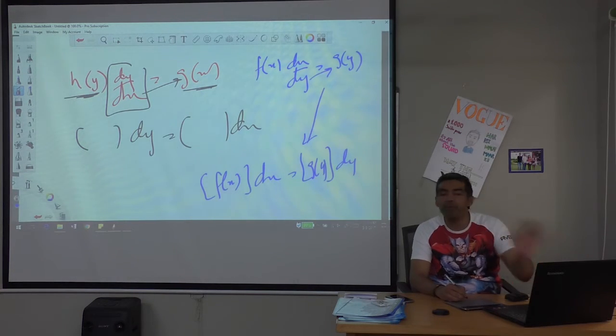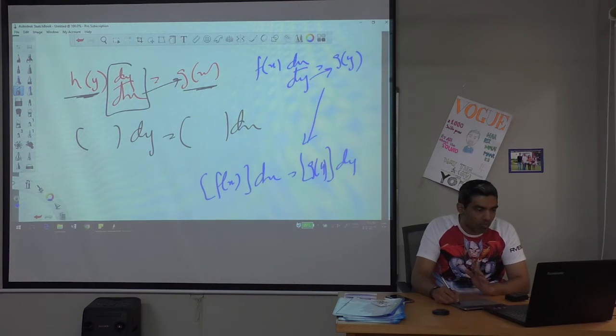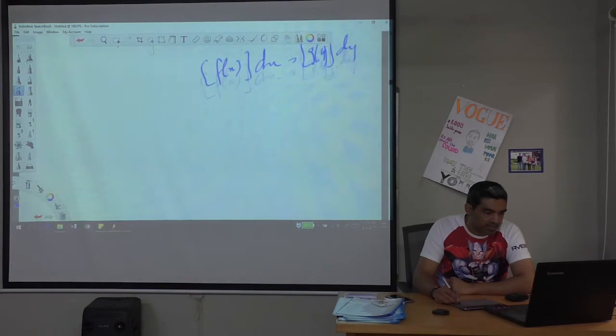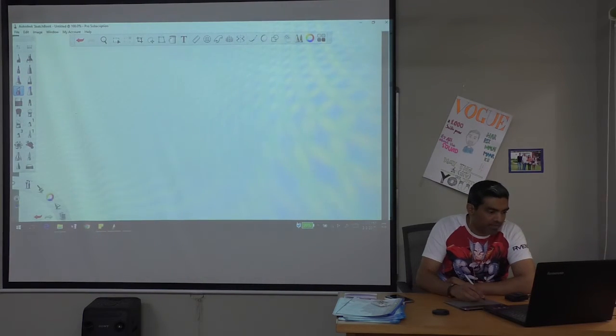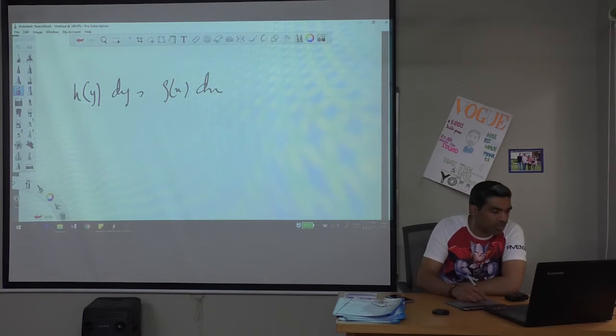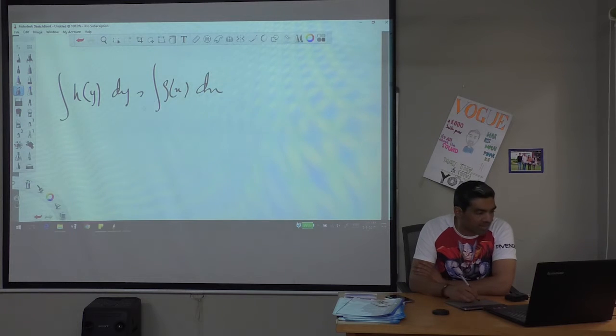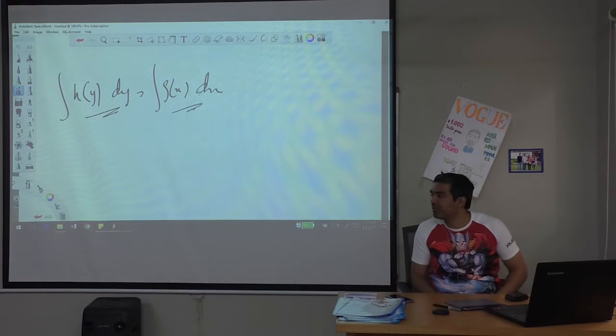Alright, once we have separated them on either side, you end up having h of y dy and, let's say, g of x dx. Once you separate them, then what you do is you integrate on both sides. The left side will be integrated with respect to y and the right side will be integrated with respect to x.